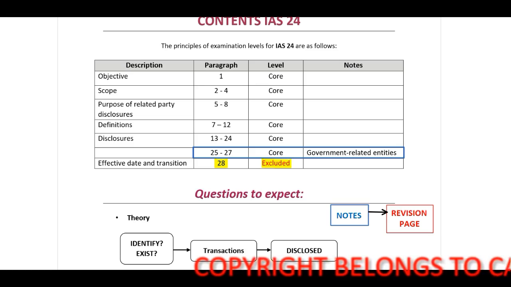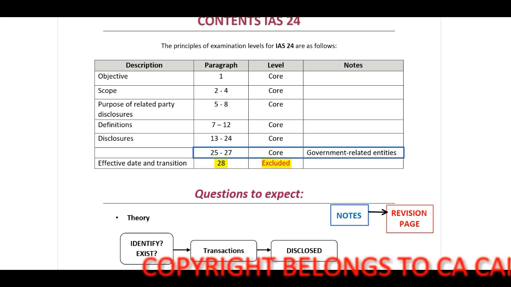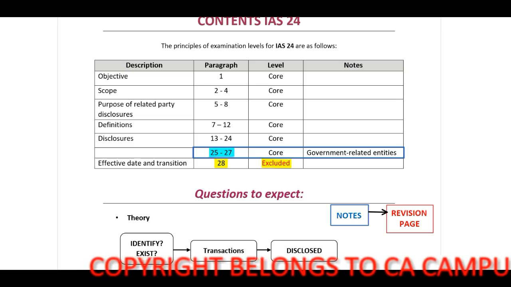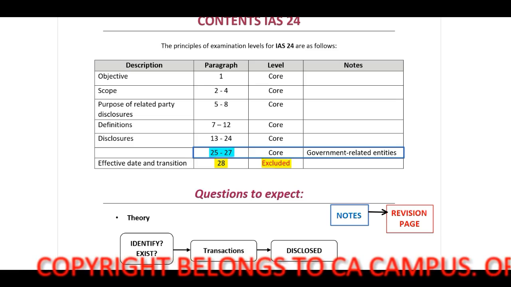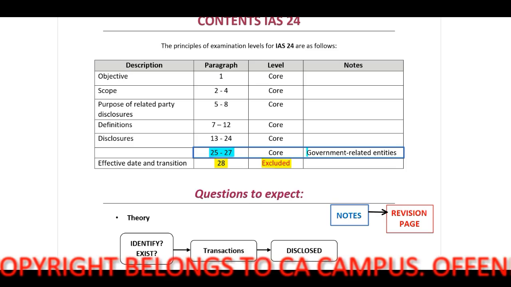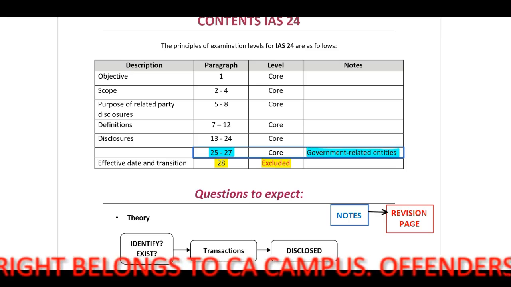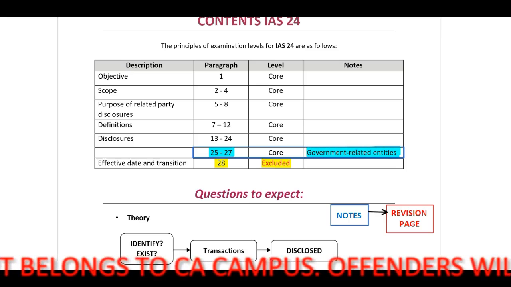Then when you look at the lecture notes, you will identify that I did not include notes regarding paragraphs 25 to 27, and I want you to please self-study these three paragraphs, and if you have any questions, please let me know.